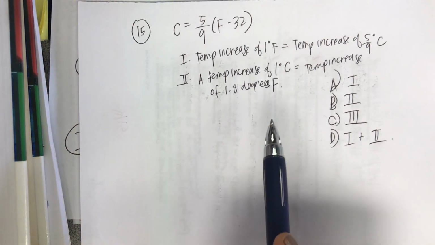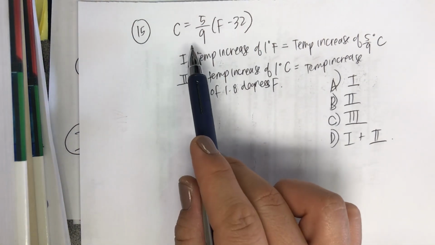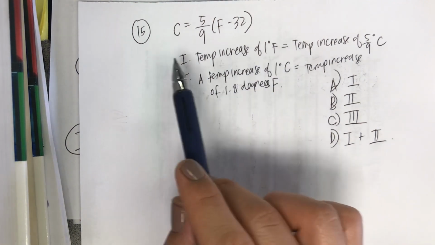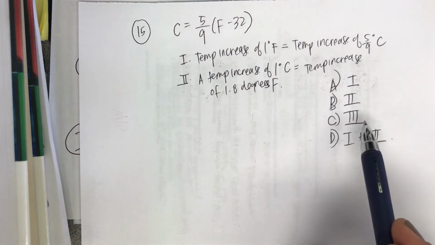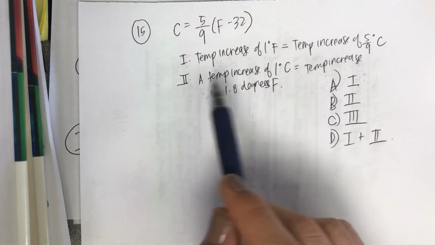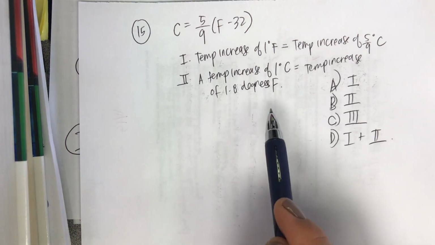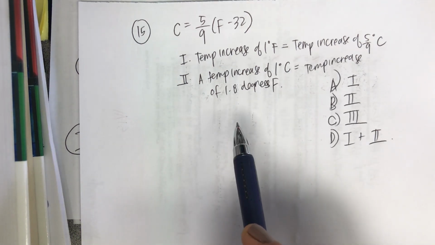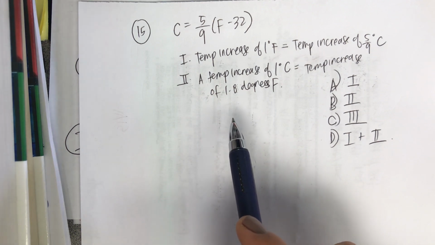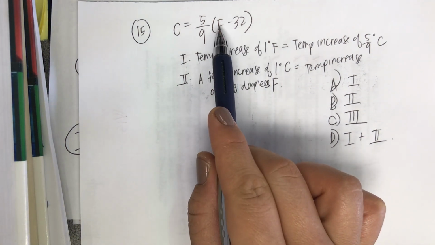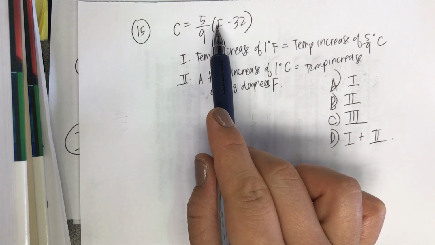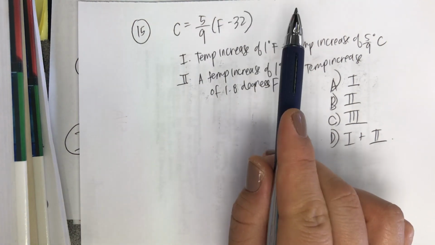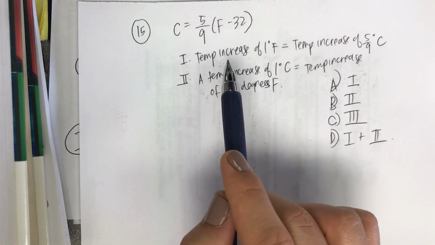So what we've got to do is go through 1, see if it's true, and if it's not true, cross out 1, and then we cross out D, like that. And we're going to go through each one. So it says a temperature increase of 1 degree Fahrenheit is equivalent. So if we take this temperature and increase it by 1 more, would the change be 5/9?